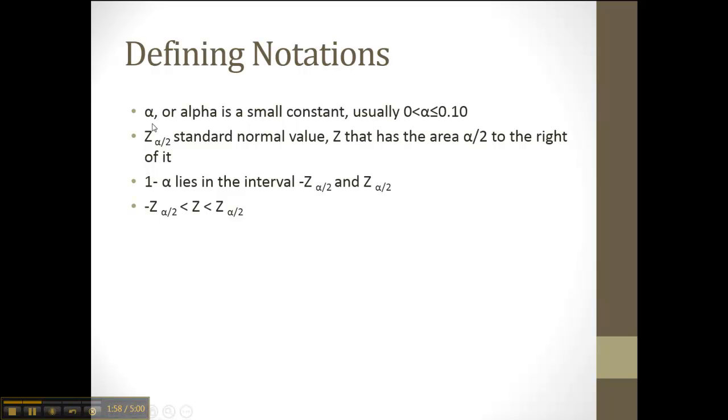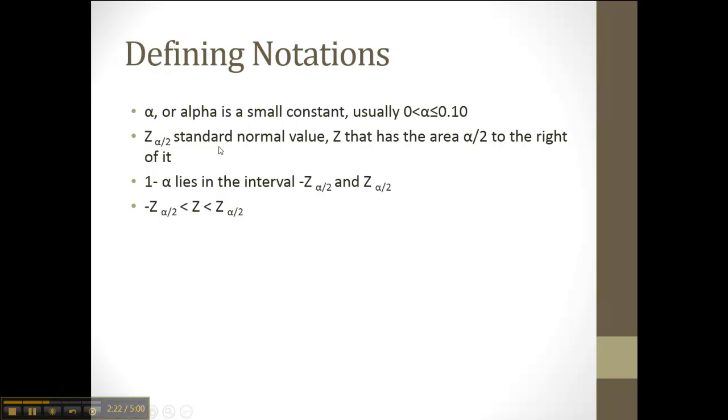This Greek letter right here, alpha, is a small constant. It's usually between 0 and 0.1. And you'll have 3 alphas that I give you throughout, whether it be 95%, 90%, or 99%, and they correspond to this alpha. And again, I'll make that clearer later.